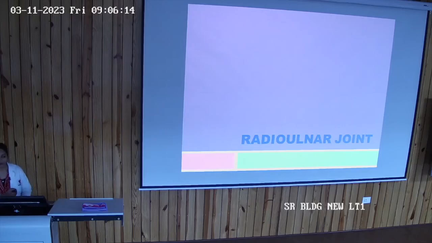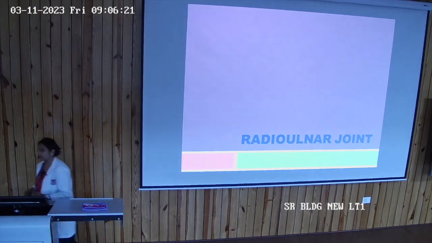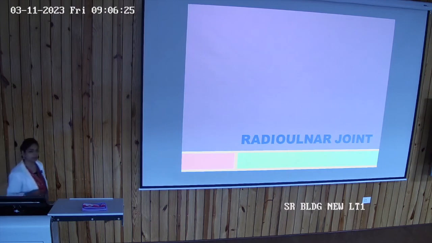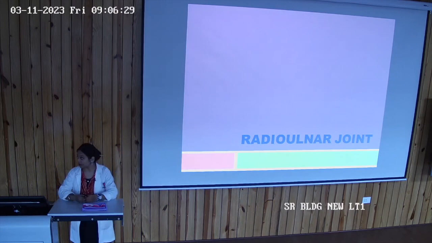So today's topic is very interesting, radioulnar joint. Let's start with our topic. Now, radioulnar joint is very important because a special type of movement is taking place here. What kind of movement is taking place here? Supination and pronation. A lot of MCQs are asked from this topic, and supination and pronation is also an important topic for exam purposes.